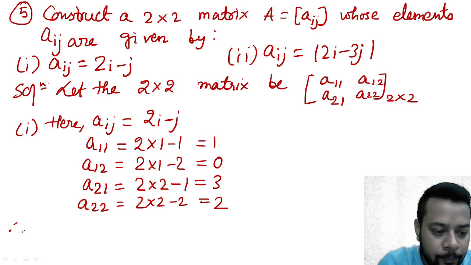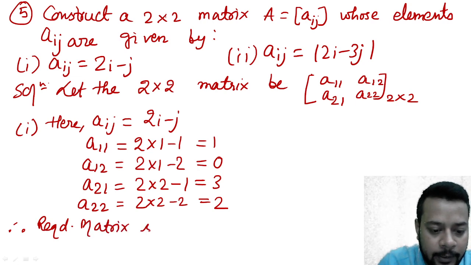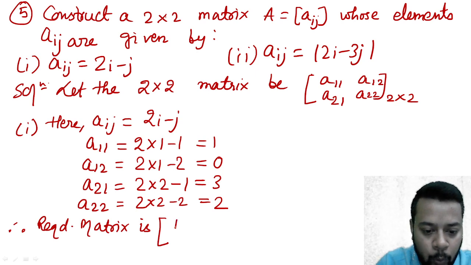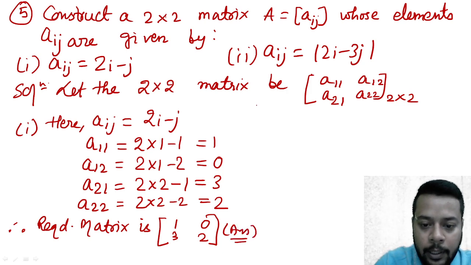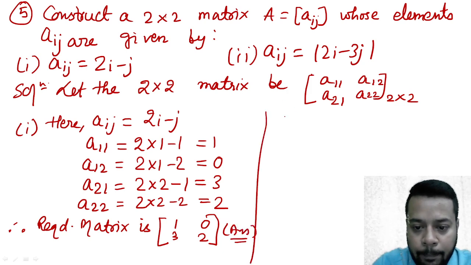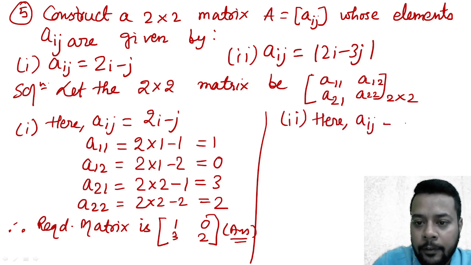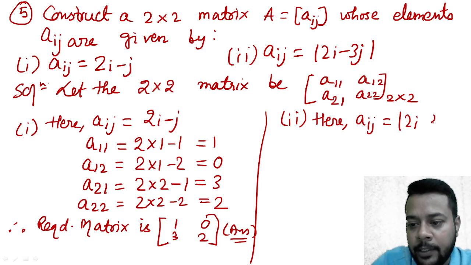So write down here, therefore the required matrix is, put down the elements in their respective positions, 1 0 3 2. So this will be our right answer for the very first subpart. If I talk about subpart 2, here Aij will be mod of 2i minus 3j.